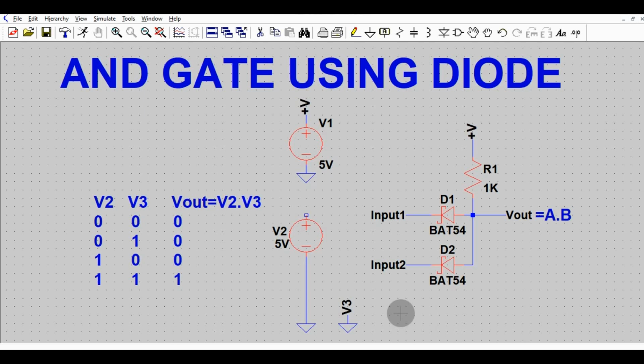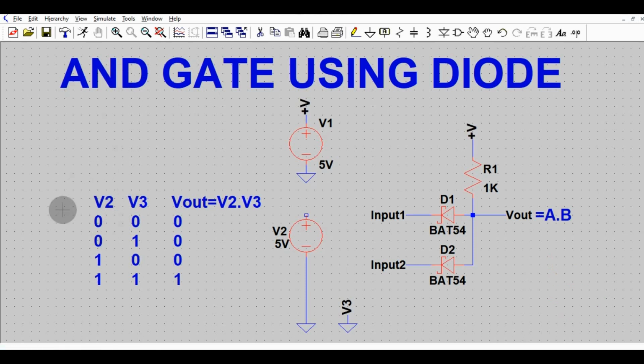So today we are going to understand the AND gate implementation by using diode. We have already understood the logic gate implementation by using transistor. So in this series we are going to understand the logic gate implementation by using diode. Let us first understand the truth table of this AND gate.